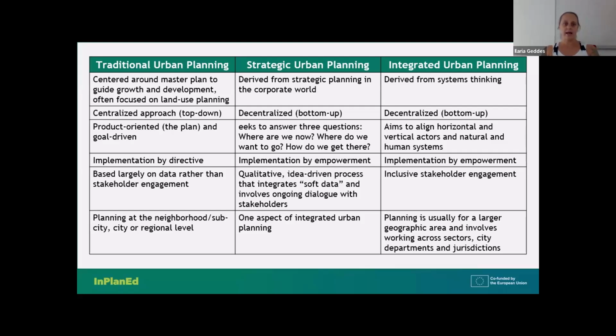Strategic urban planning tends to be more holistic and does tend to have a vision. What do we want our city to be? What do we want our neighborhoods to be? But integrated urban planning goes a little bit farther, and it tends to align both the horizontal and the vertical elements to balance natural and human systems, to meet the needs of humans without exceeding planetary boundaries.